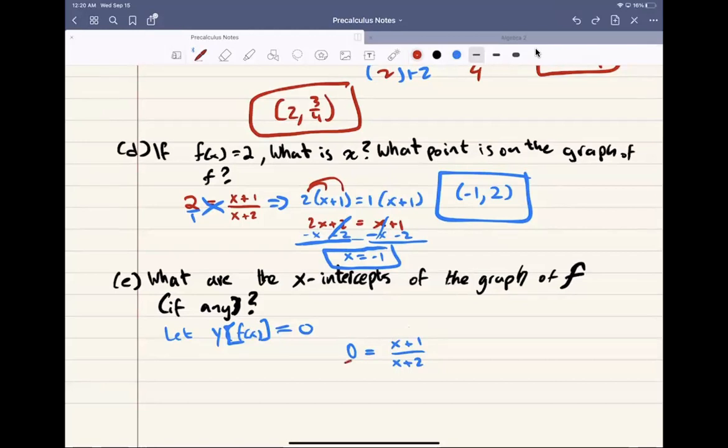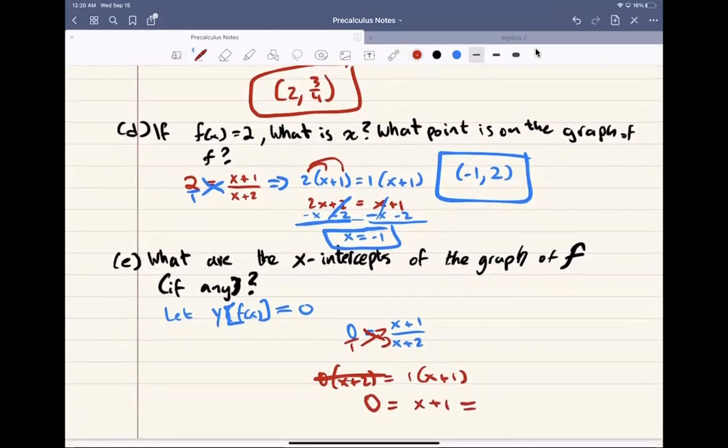Because it's a fraction. If you have something else, then you'd have to solve it. But, well, you know what? We'll just do it this way. This times this times that. So you're going to get 0 times (x plus 2) equal to 1 times (x plus 1). You're going to notice anything times 0 is 0, so this goes away, and you're going to get 0 is equal to x plus 1, which tells us that x is equal to negative 1. So our x-intercept is going to be (negative 1, 0).